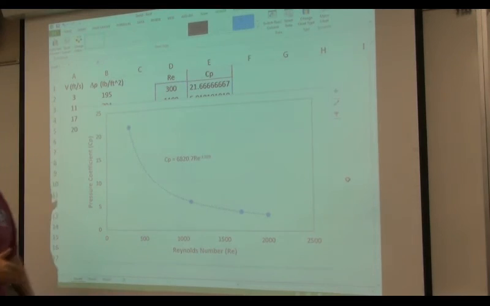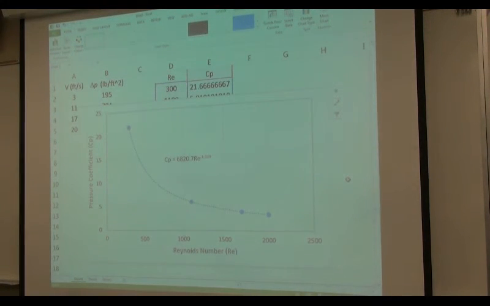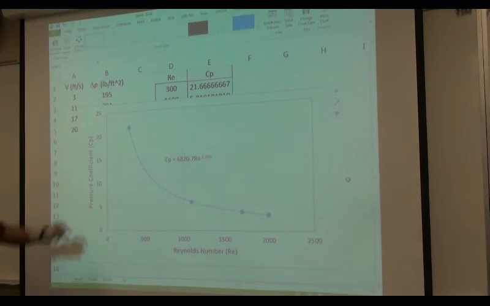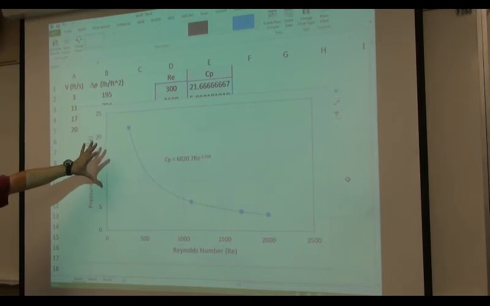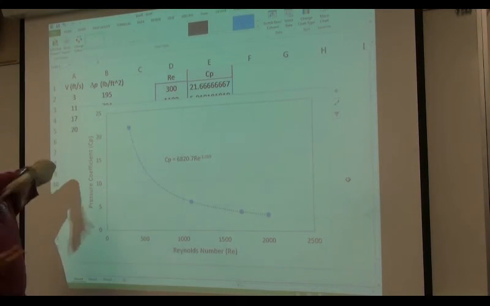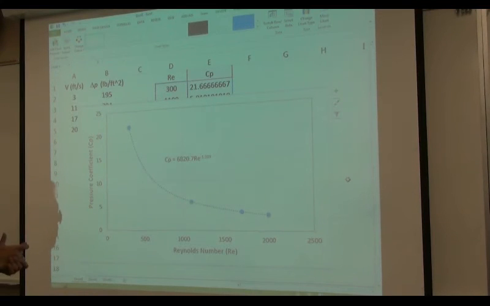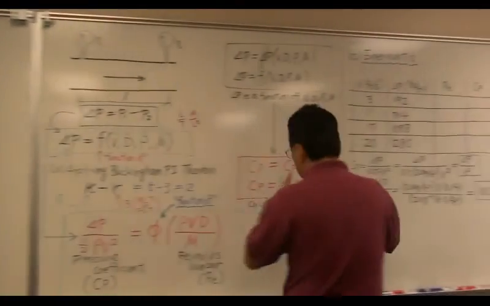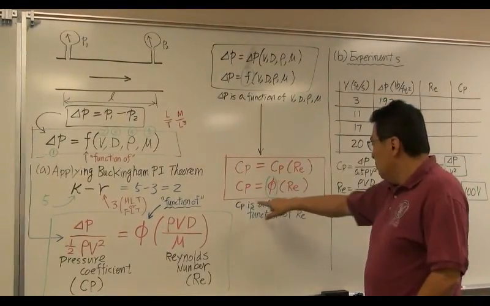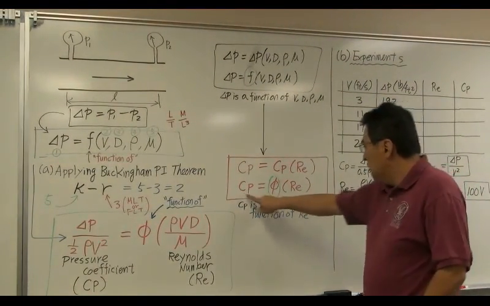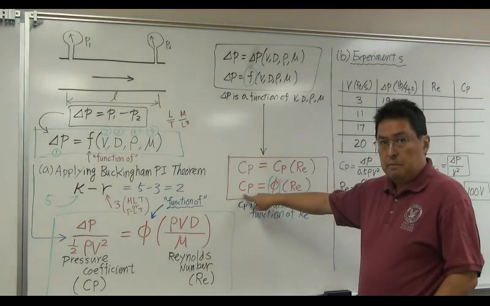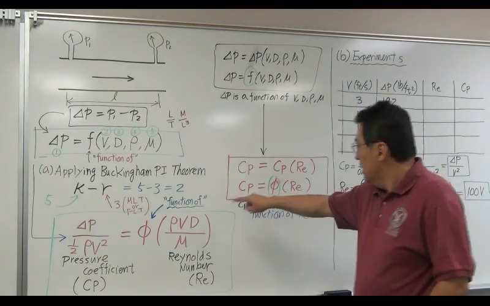It's called a curve-fitted empirical equation, or sometimes called a correlation between Reynolds number and pressure coefficient. This is the real meaning of why you conduct experiments and then you plot the results. The purpose here, let's go back to this whiteboard. You want to find out exactly what kind of relationship you have between Reynolds number and pressure coefficient. Okay? We found it.